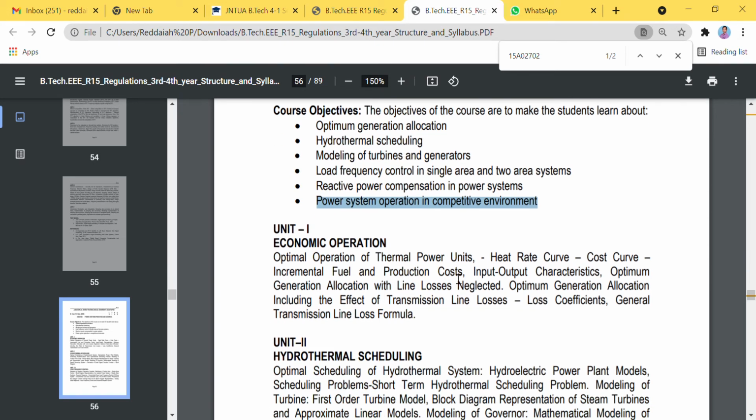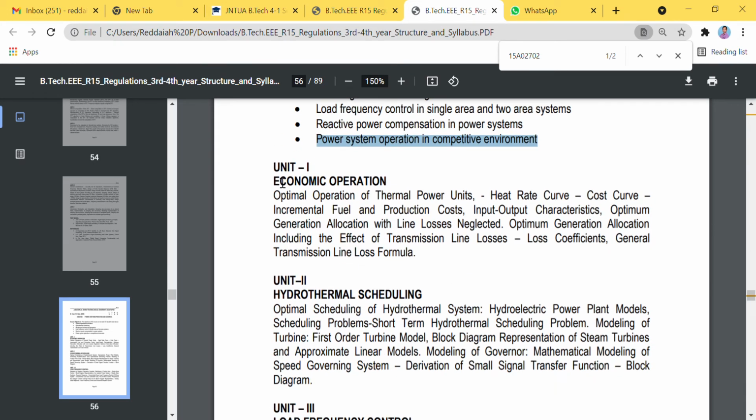Coming to unit 1, economic operation. In this unit 1 we are studying the basic terms and definitions of power system operation and control. What are the heat rate curve, cost curve, incremental fuel and production cost, input output characteristics, optimum generation allocation with line losses neglected. That means in unit 1 all the fine basics of power system operation and control come. It is a very simple subject, you can easily understand and follow regularly.